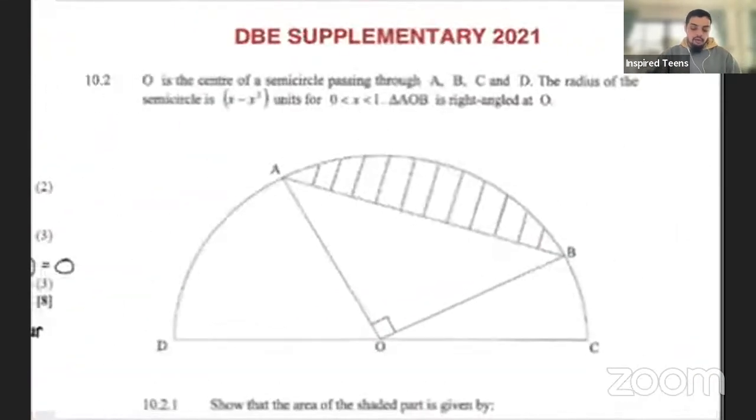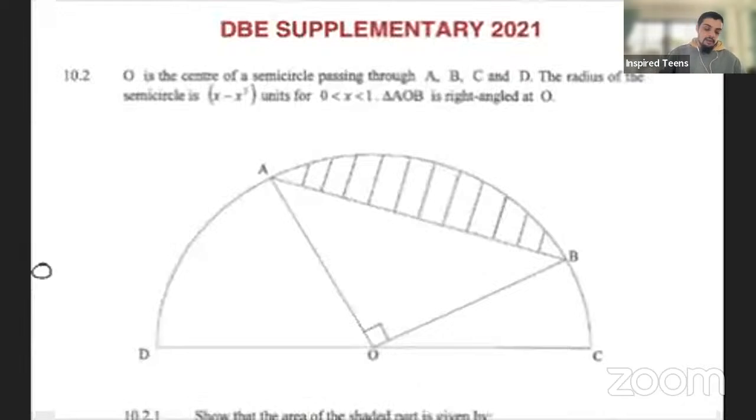And let's read the question. Hopefully it will make more sense. Let's have a look at this. It says O is the center of a semicircle passing through A, B, C, D. The radius of the semicircle is x minus x squared units, for x being between 0 and 1, not including 0 or 1. And triangle AOB is a right-angled triangle at O.